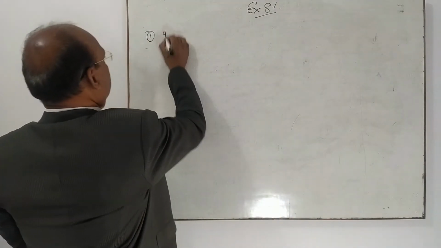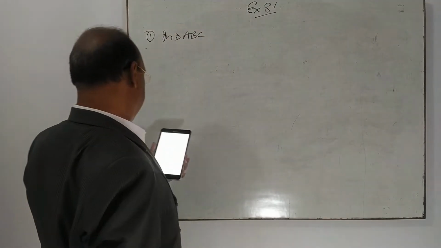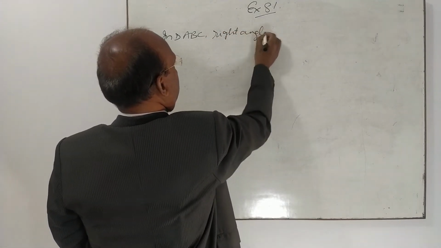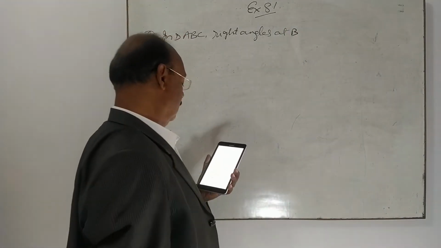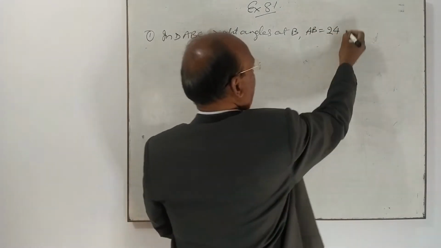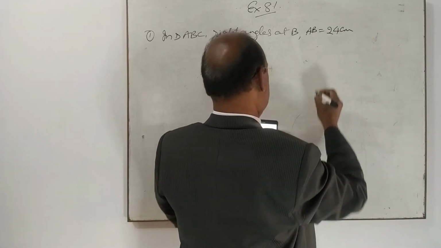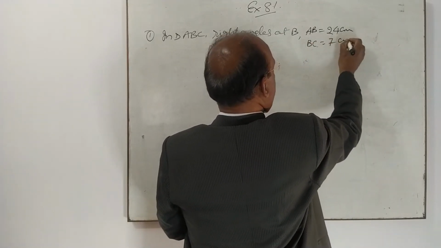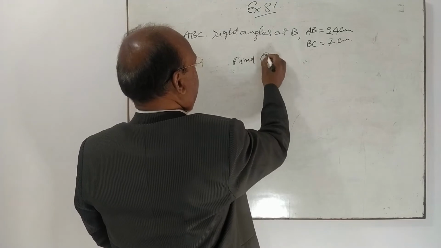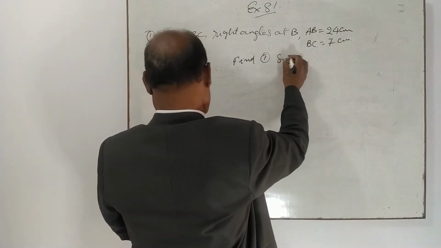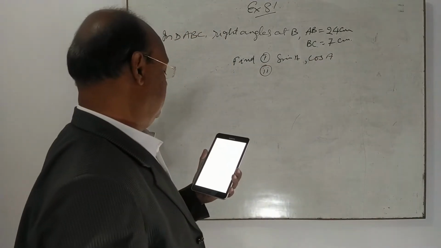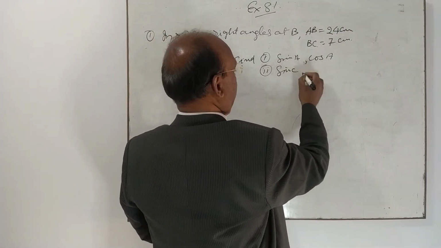You see the first question. I am reading out this question. In triangle ABC, right angled at A, AB is 24 centimeter, BC is 7 centimeter, then we have to find sin A and cos A in the first part, and in the second part of the question, find sin C and cos C.